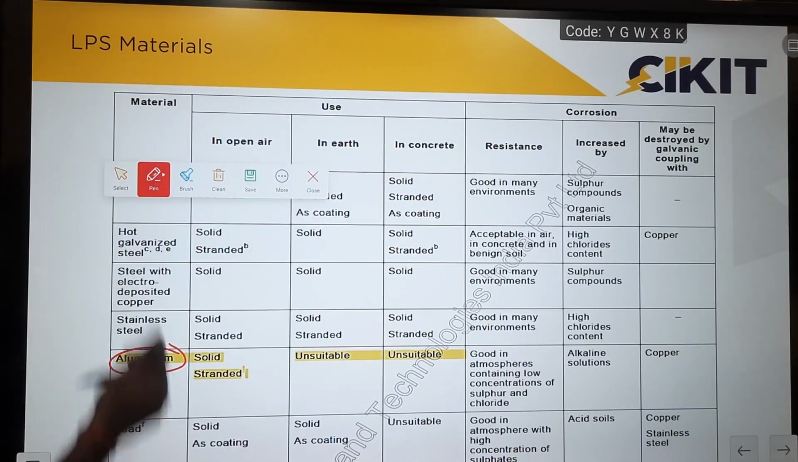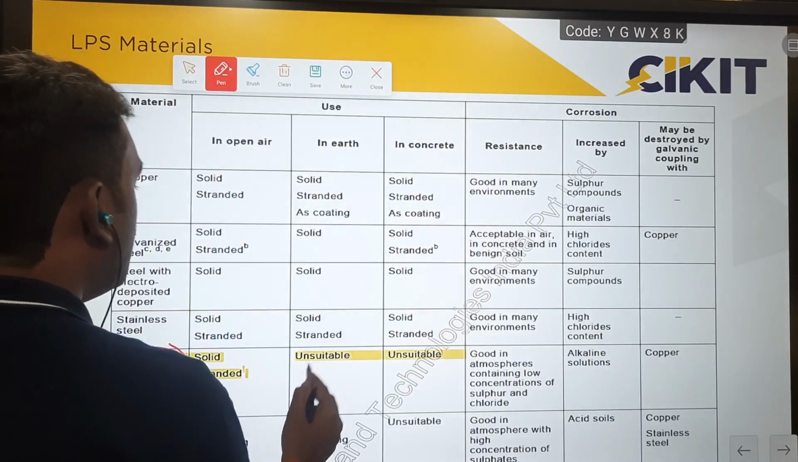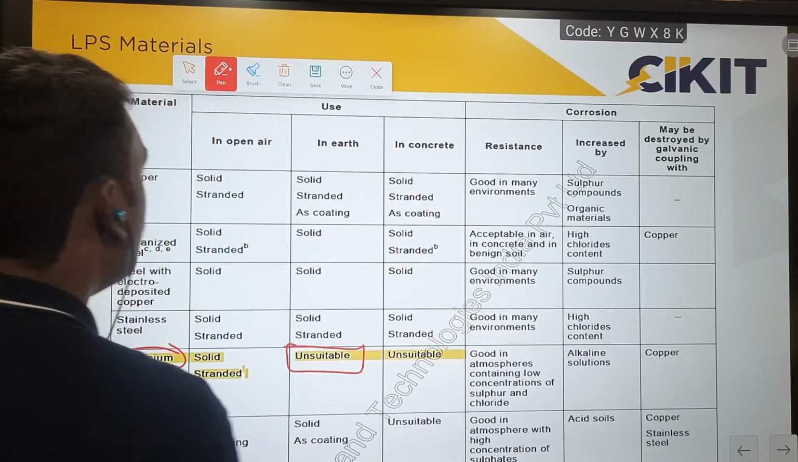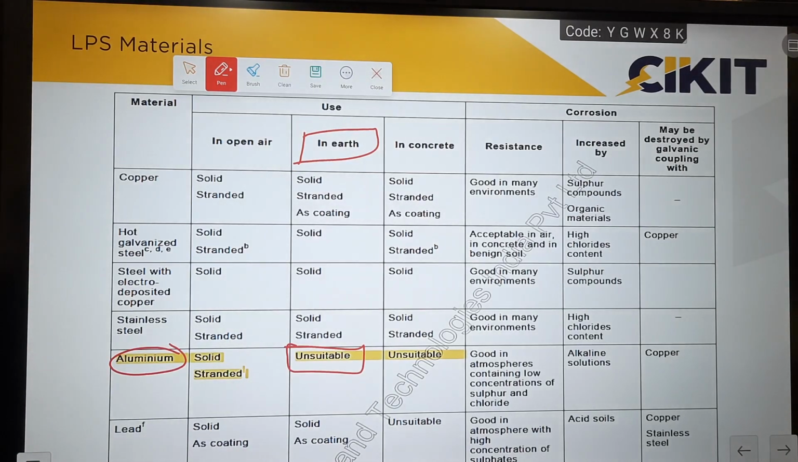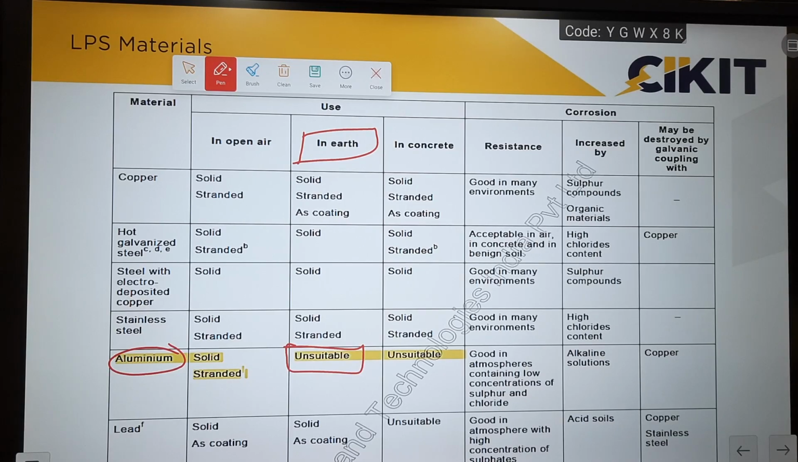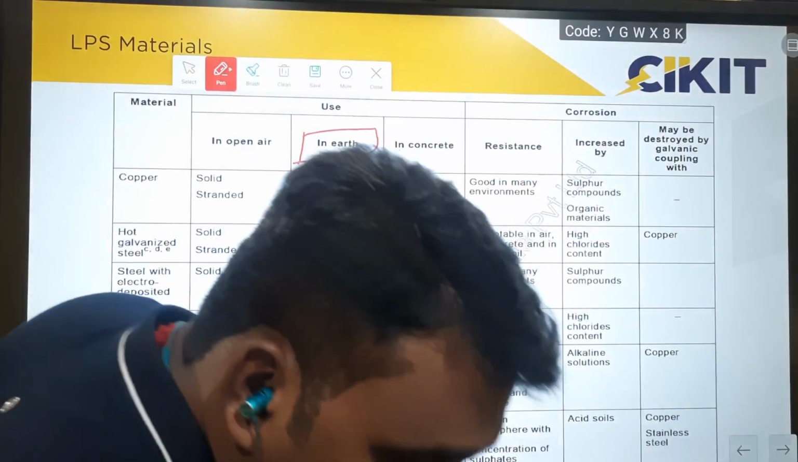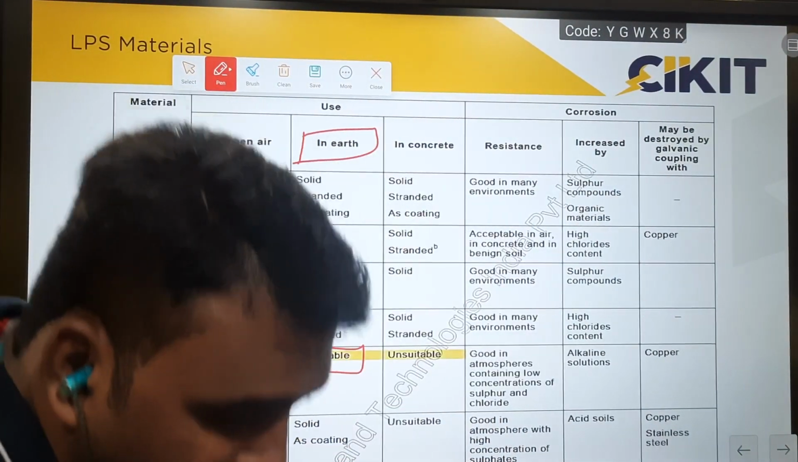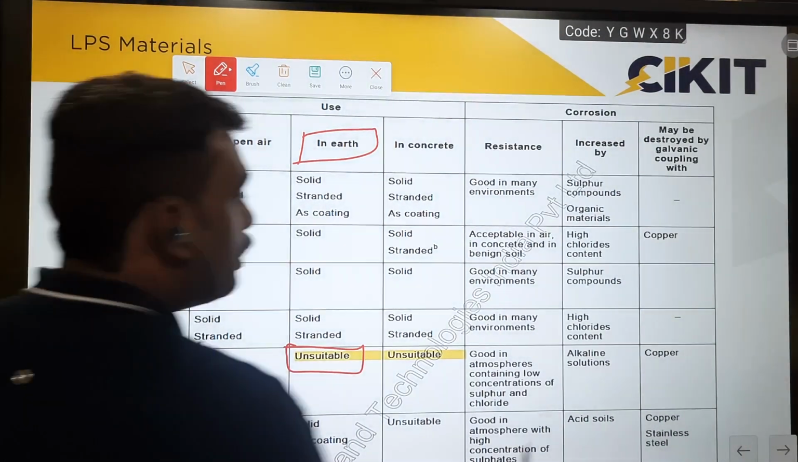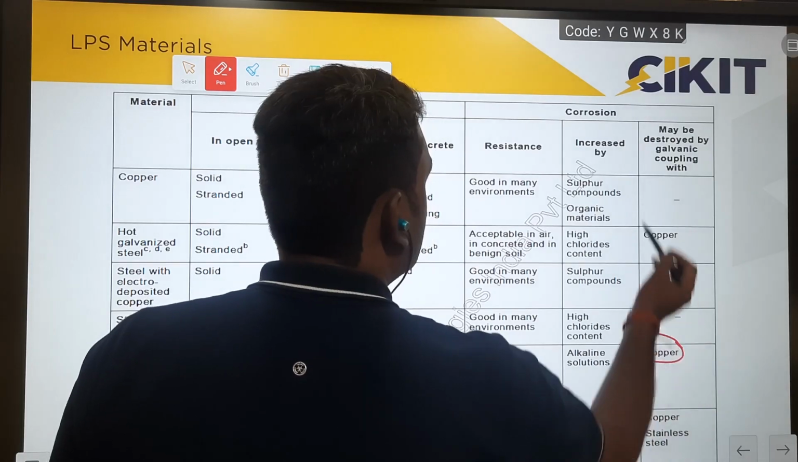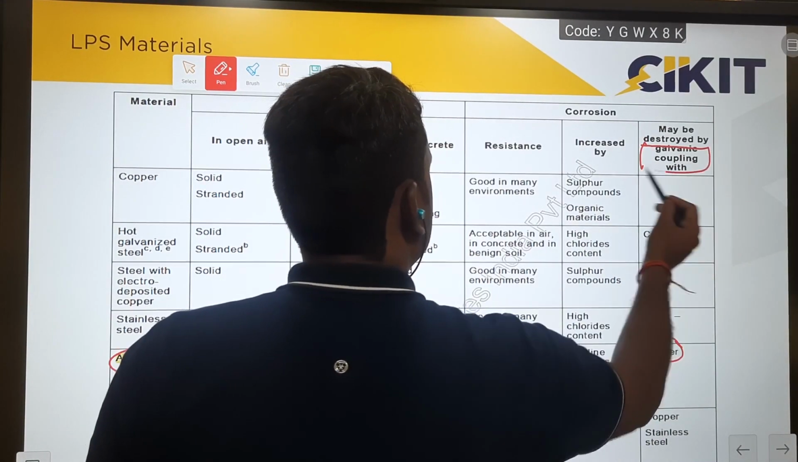And for aluminum, they have clearly mentioned that aluminum is not suitable for earthing applications. It cannot be used below the ground because even though aluminum is a very good conductor, the corrosion rate of aluminum will be much higher. So it is not recommended to use aluminum below the ground level. Also, aluminum should not be directly bonded to copper because of galvanic corrosion.